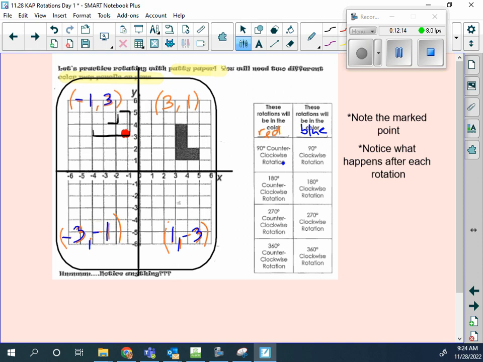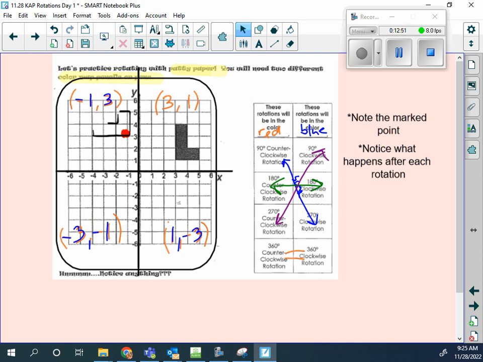Okay, so what I want you to see is that 90 degrees counterclockwise is the same as which one? A 270 clockwise. So write that down. Those are the same. Okay? The 180 was the same as the 180. Correct? And then the 90 clockwise was the same as the 270 counterclockwise. And then, of course, a 360, you're just back where you started. So it wouldn't matter whether going clockwise or counterclockwise.